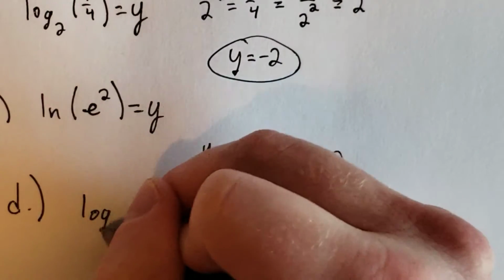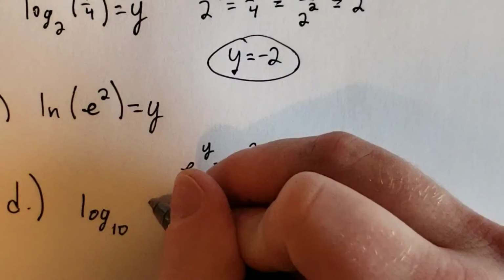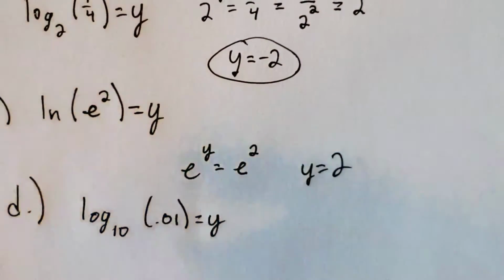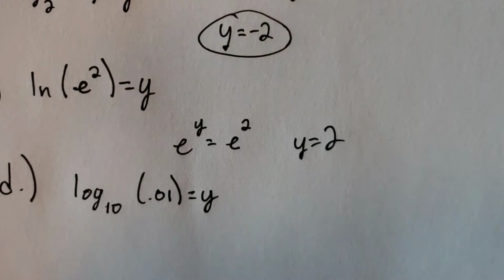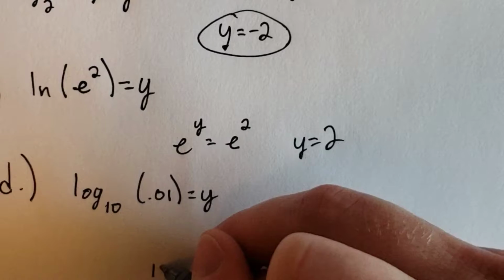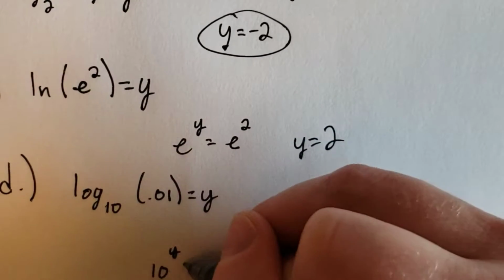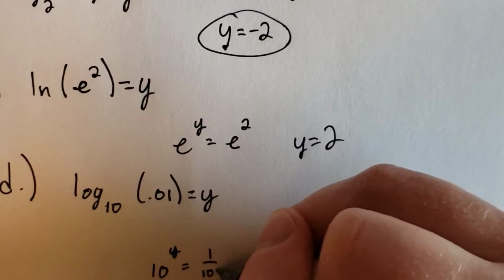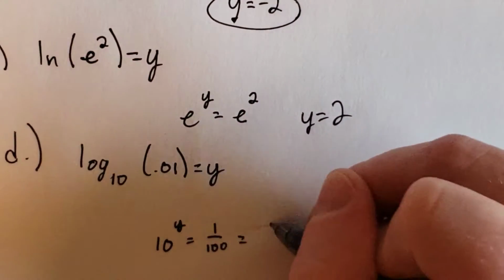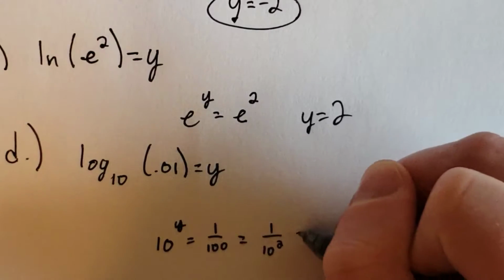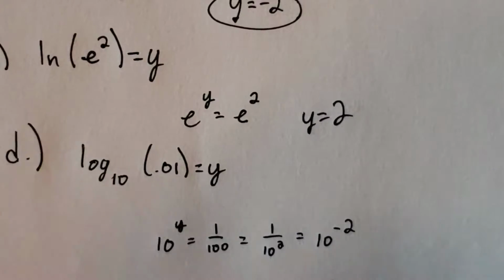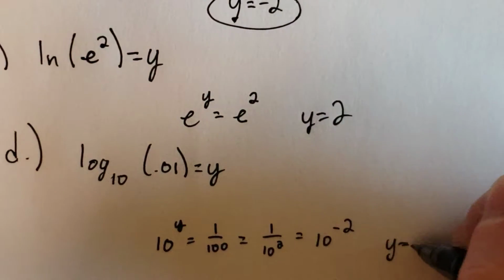We can continue on to do one more example of this type. So here we have log base 10 of 0.01. Again, this is equal to y. We may recognize 0.01 as 1 over 100. So this is 10 to the y is equal to 1 over 100, which is 1 over 10 squared, which is equal to 10 to the negative second power. And here we see that again y is negative 2.